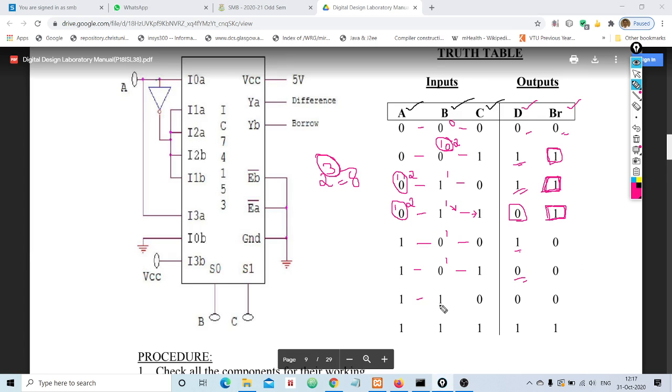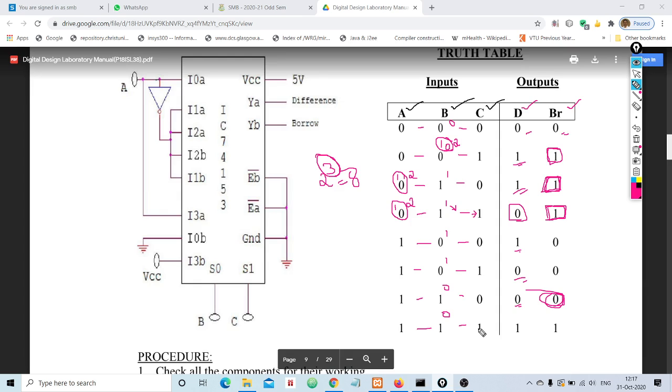1 minus 1 is what? 0. Right? 1 minus 1 is 0. 0 minus 0 is what? 0. Do we need a borrow in this case, or did we take a borrow in this case? No. That's why it will be 0. Right? 1 minus 1 is what? 0. Interesting.